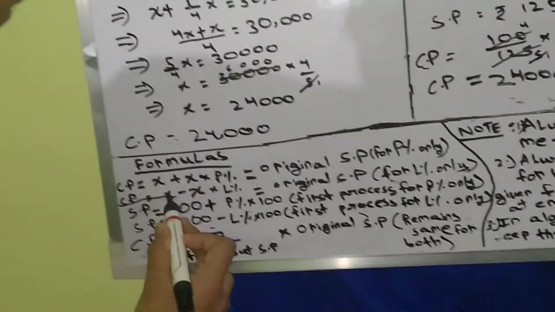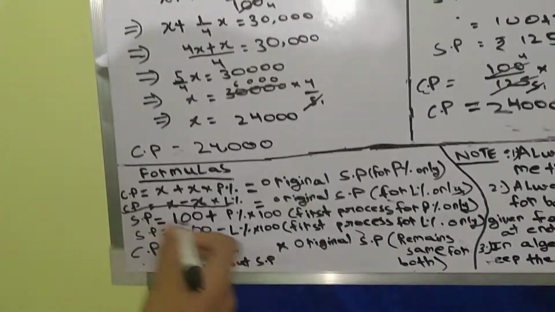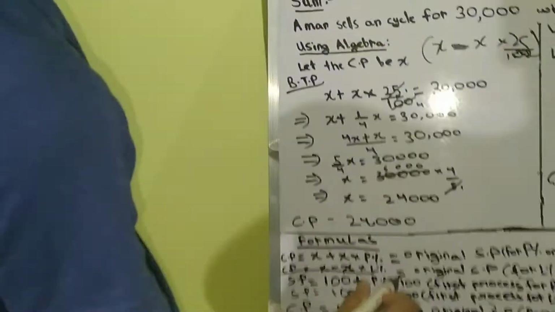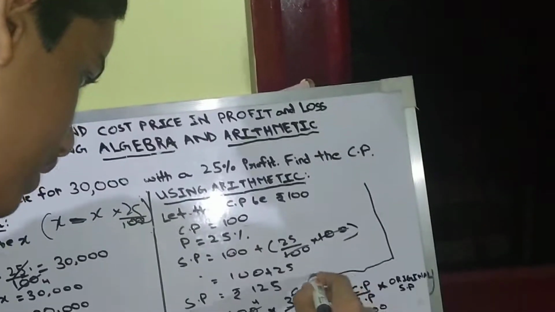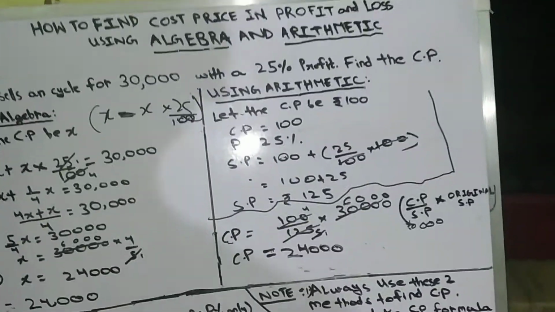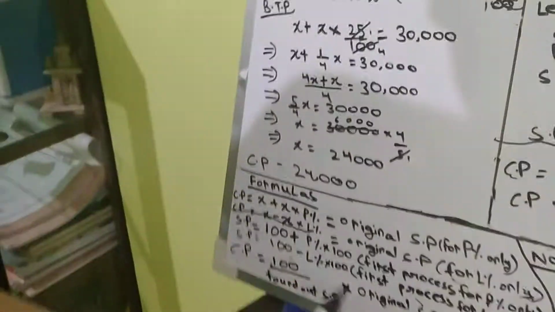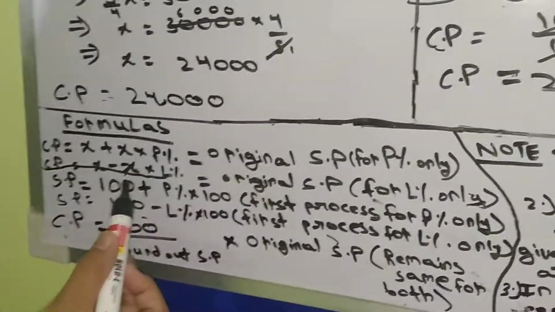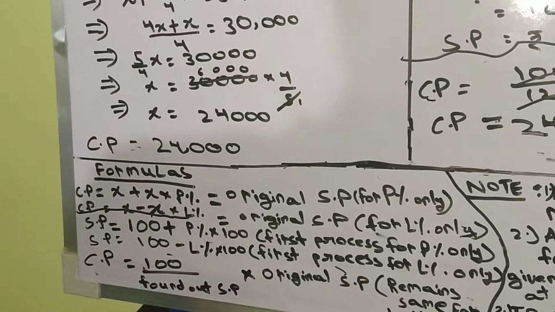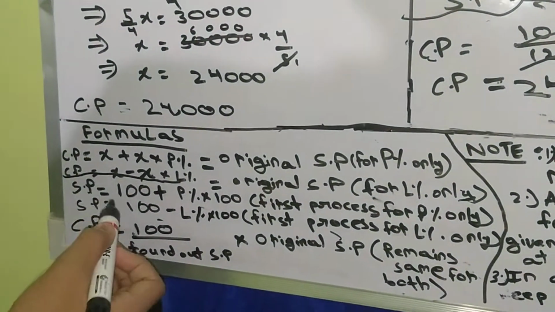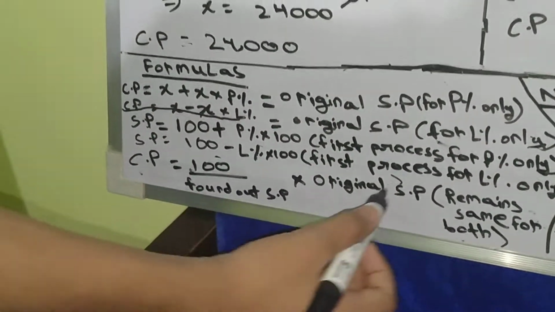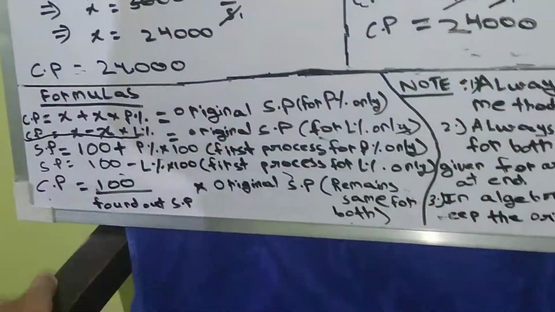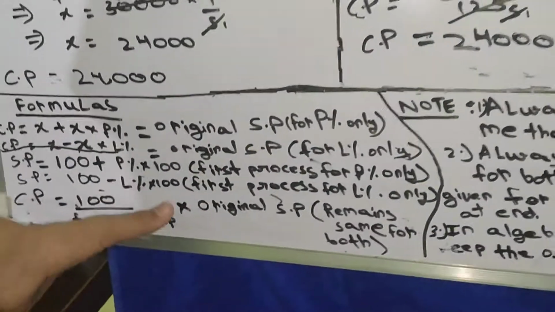Now these two are the algebraic methods. Now these are the arithmetics. The below ones are the arithmetics from here. Selling price equal to, always first process for profit percent only, which is the most important process at first of arithmetic. If profit percent is given, then 100 plus profit percent into 100 to find the selling price, and the next one, if loss percent is given, 100 minus loss percent into 100.